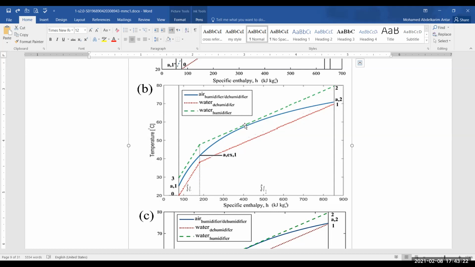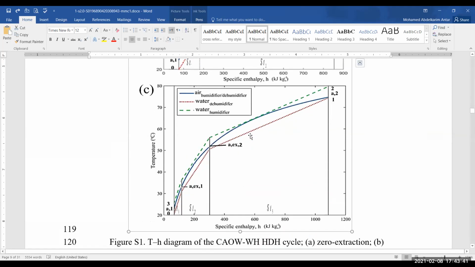So the idea of having a balanced system thermodynamically means that we have made a connection between the humidifier and the dehumidifier somewhere in the middle, or simply we have divided the humidifier into 2 parts, the dehumidifier into 2 parts, and we made a connection in the middle. Or you may have a system with 2 extractions, and the results are shown here.